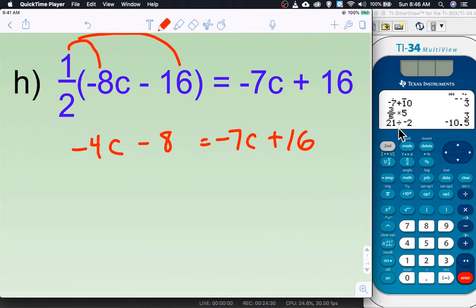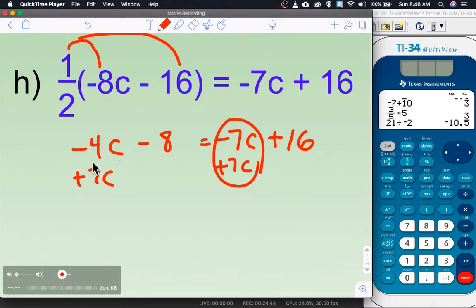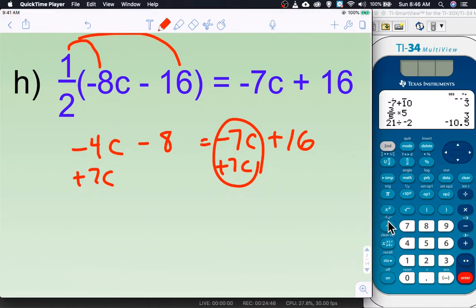Okay, now I am going to get rid of the variable on the right-hand side. I looked for like terms. There were none. So I'm going to add 7c to cancel out that minus. Let's see, -4c plus 7c. -4 plus 7 is a +3. And we're now down to a 2-step equation. So we've had 4 steps to solve this.